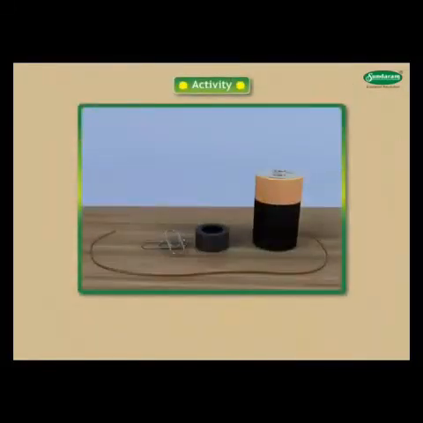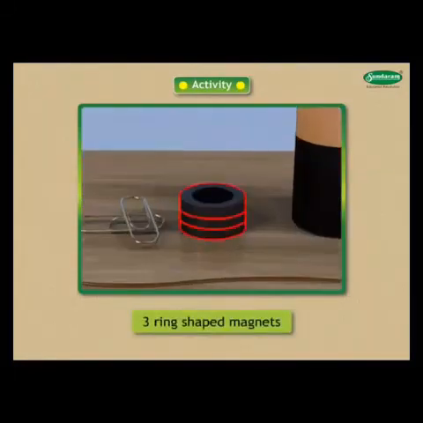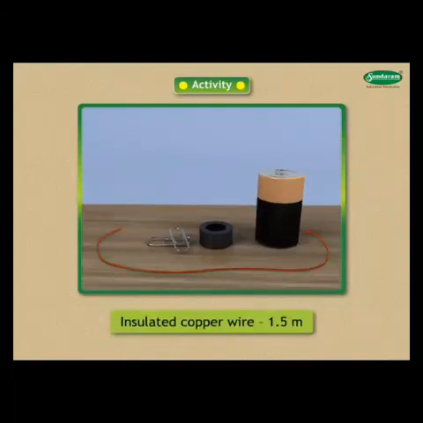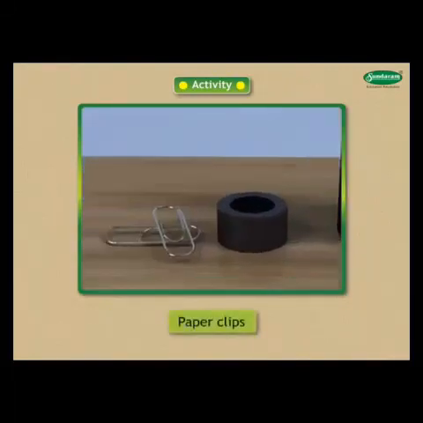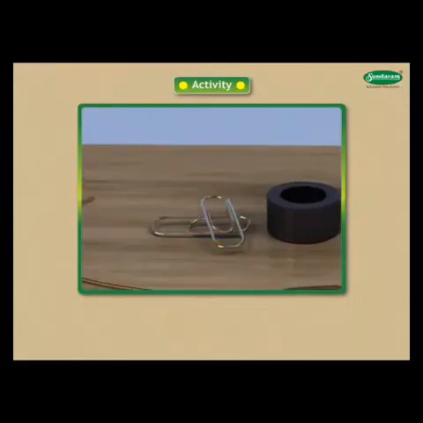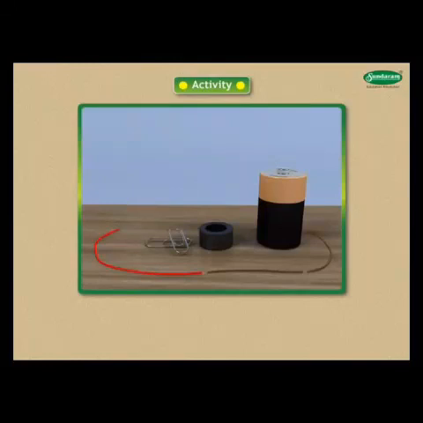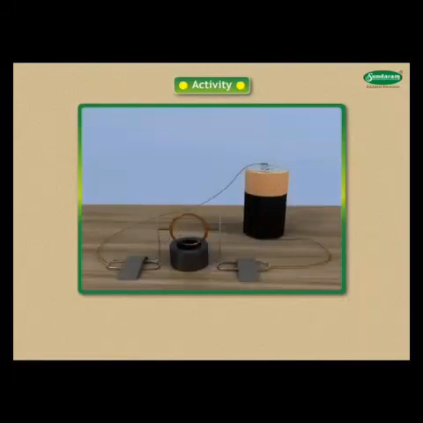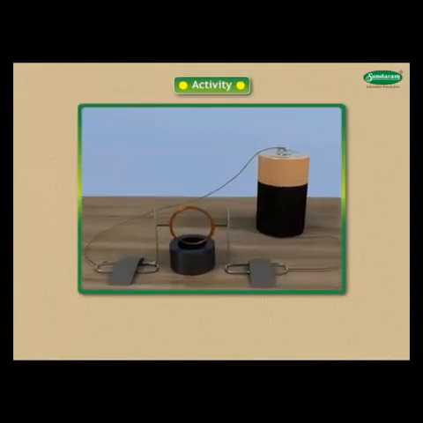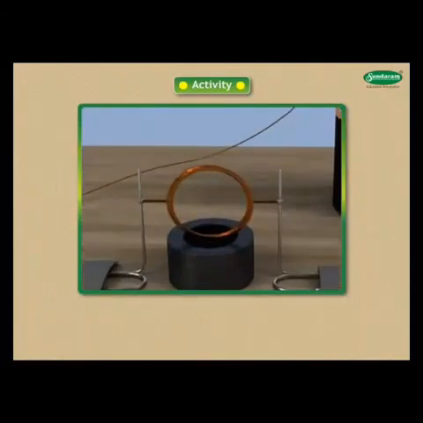Let us try out this interesting activity. Take 3 ring-shaped magnets, insulated copper wire of 1.5 meters, battery and paper clips. Cut the wire into 3 pieces, one piece about 1 meter and the other 2 into 0.25 meters each. Take 1 meter piece of wire and wrap this wire around 2 fingers to form a coil.